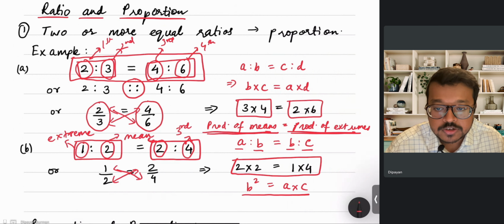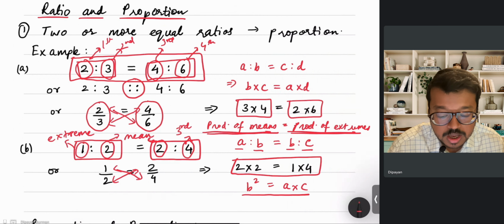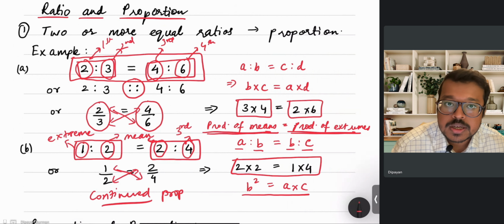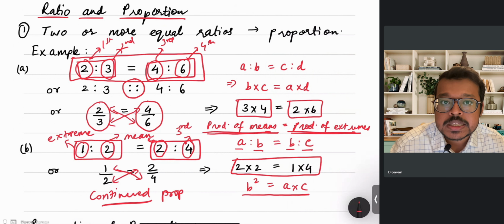Now the second kind of proportion that we see here, 1:2 equals 2:4, this is known as a continued proportion. We can have any other proportion in general where we have four terms which are different, but in case the mean term is the same, it becomes a continued proportion.